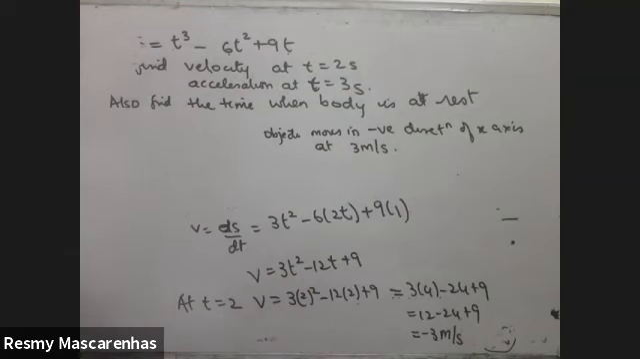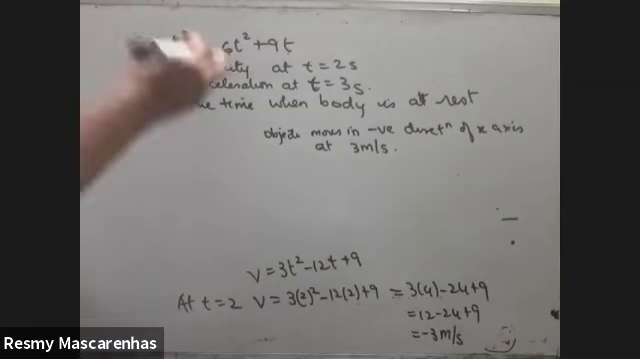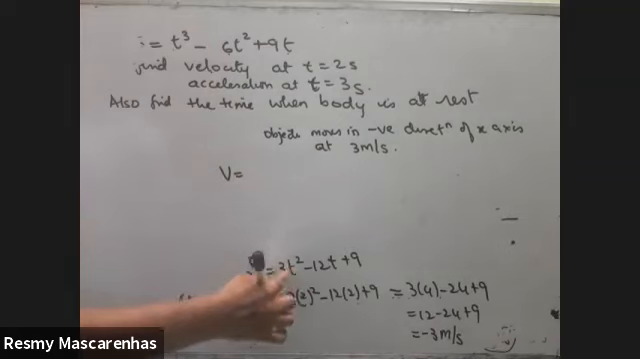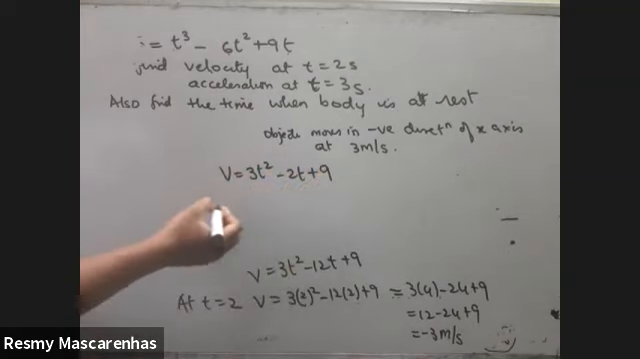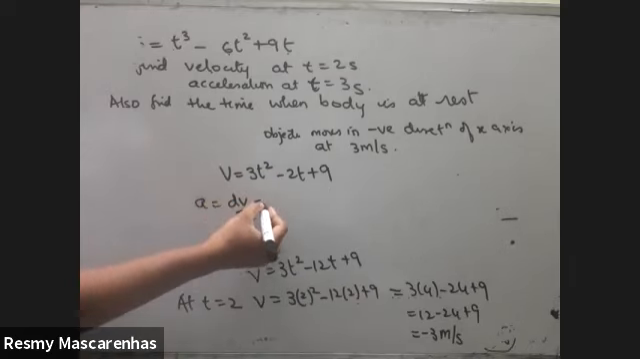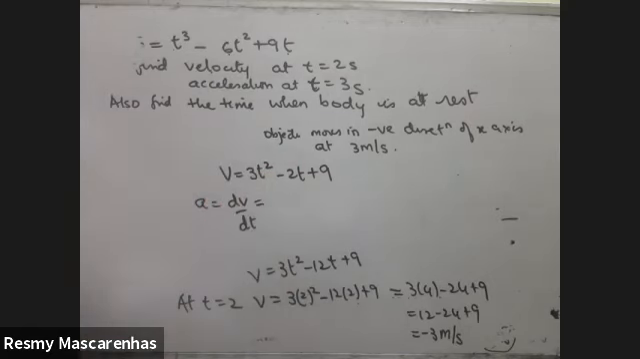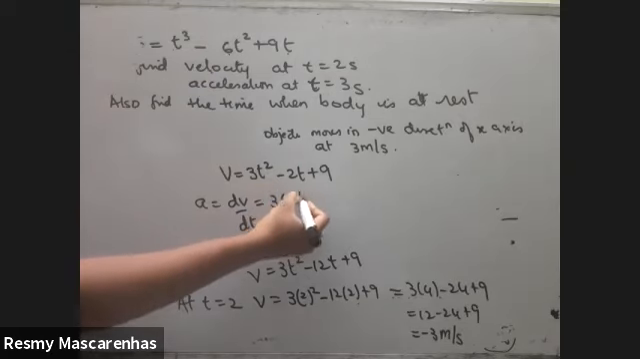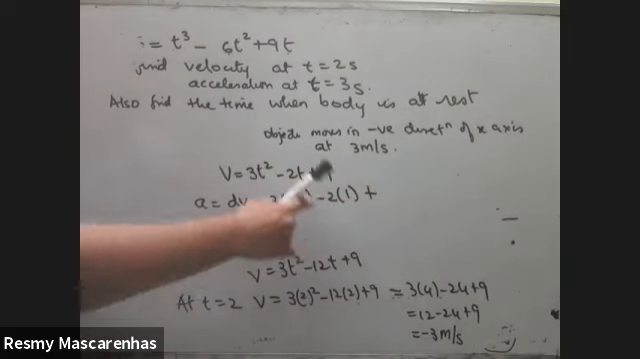Now we'll find acceleration. To find acceleration, what do we need? V. So V you write again. So acceleration is dv by dt. We have to find the derivative of velocity. So this will be 3, then 2t. Derivative of t is 1. And derivative of 9.